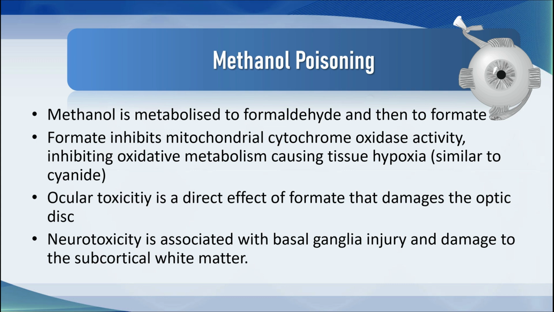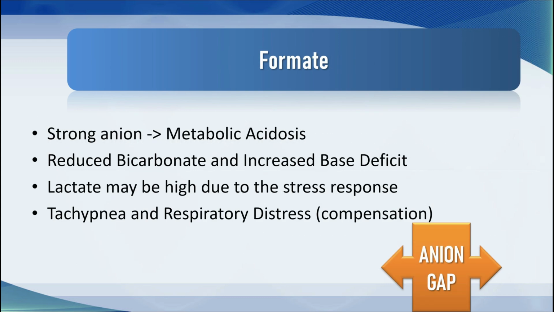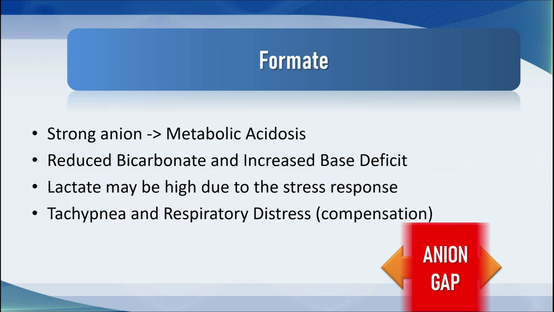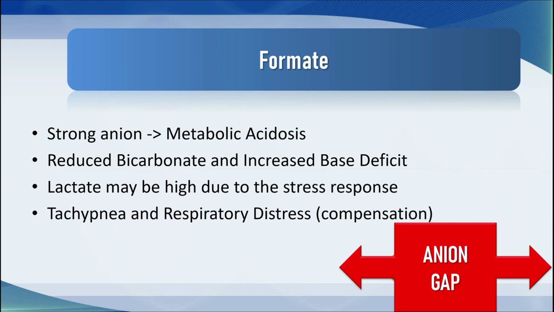In terms of diagnosis, formate is a strong anion. It will cause a metabolic acidosis with an increase in the anion gap. This is not a molecule that is routinely measured when we're doing serum chemistry. There is a reduction in the bicarbonate and an increase in the base deficit. The lactate itself may be high due to the stress response, and you need to be very careful that you don't misdiagnose lactic acidosis in this setting. The lactate will not explain that large anion gap. Unlike ethylene glycol, the lactate that you're measuring in this setting is always lactate. The patient will be tachypneic with acute respiratory distress.